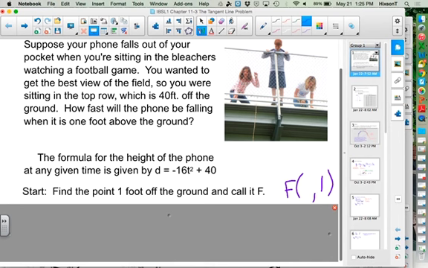Yeah, 1.56. So what are you doing to get this? Plugging in 1 for D and solving for T. Okay. Let's go ahead and round this to 2 decimal places.